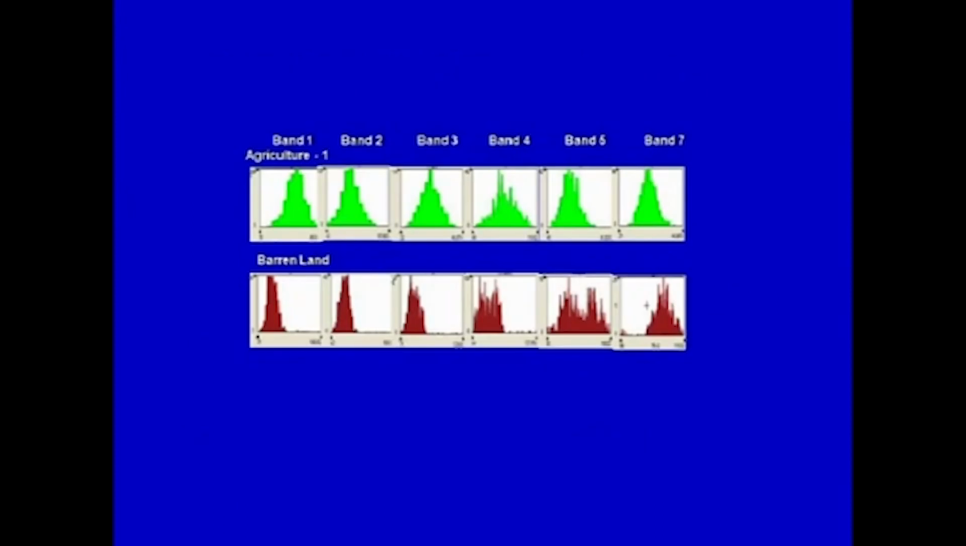In this particular slide, one can see the manner in which the histograms depict unimodal nature, thereby suggesting that the training data statistics which have been extracted or identified are homogeneous in nature.